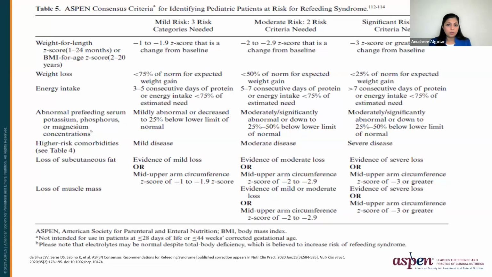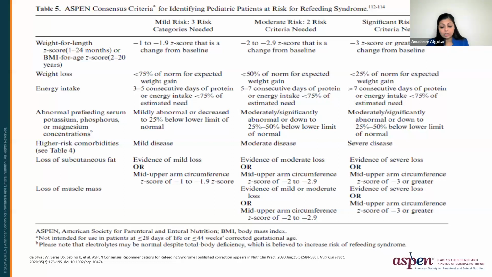As we stated, since we don't have a uniform definition, the incidence and assessment of risk is difficult, and currently the literature is too sparse to recommend routine clinical use of biomarkers for predicting refeeding syndrome. There are certain factors implicated as predisposing factors, based on which this risk stratification has been developed, as in the table before you.